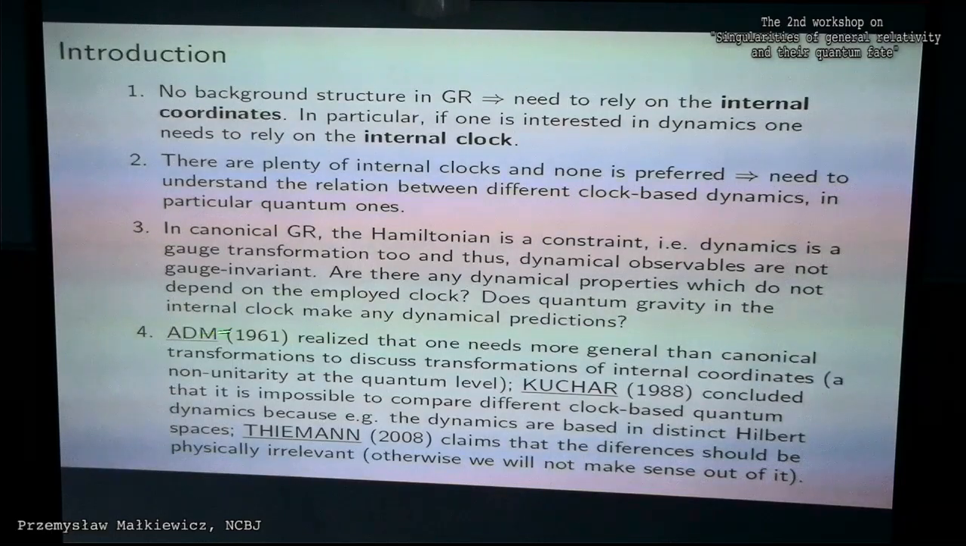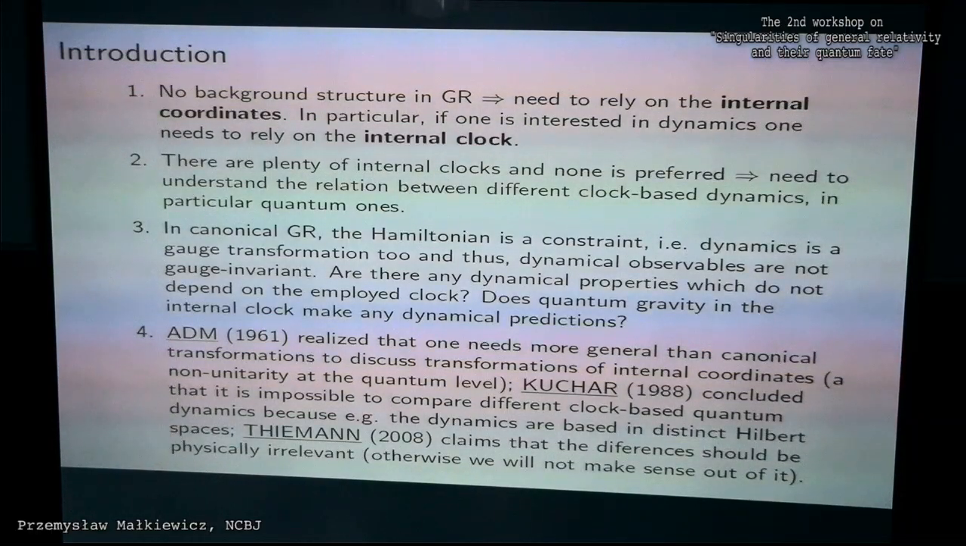I found this in a paper by Anovides and Misner, if I remember correctly, it's called Generalized Heisenberg Uncertainty Principle. The first, as far as I know, person who systematically studied these differences between different clock-based quantum dynamics was Kuchar, but he concluded that this dynamics must be based in completely different Hilbert spaces, and there is no meaningful way to make any comparison. Since then, there were many other interesting studies by Hajicek, then by Kijowski, very recently by Martin Bojowald.